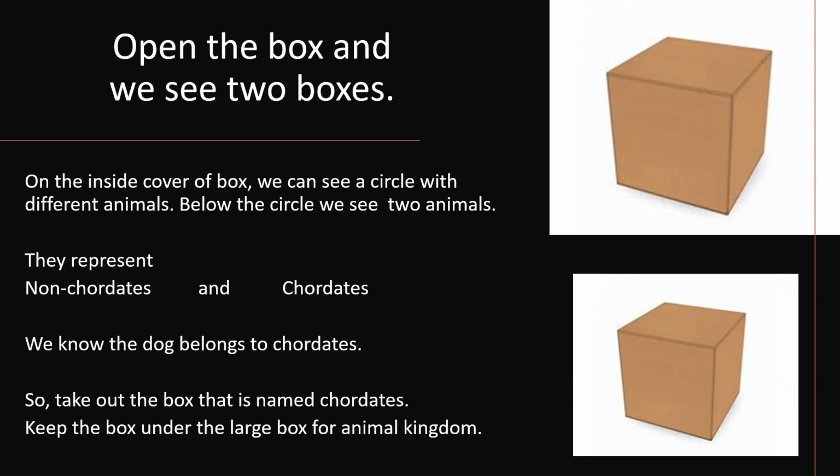Open the box and we see 2 smaller boxes in it. On the inside cover of the box, we can see a circle with different animals. Below the circle, we see two animals. They represent non-chordates and chordates. We know the dog belongs to chordates. So we will take out the box that is named chordates and keep the box under the large box for animal kingdom. The other box will remain inside the large box.